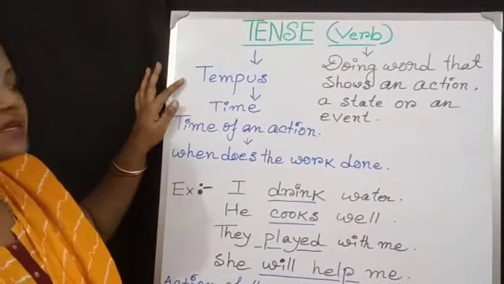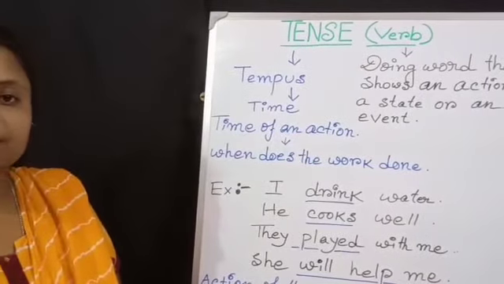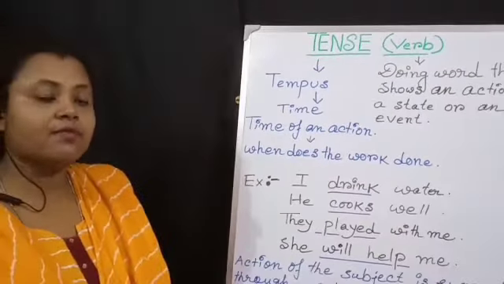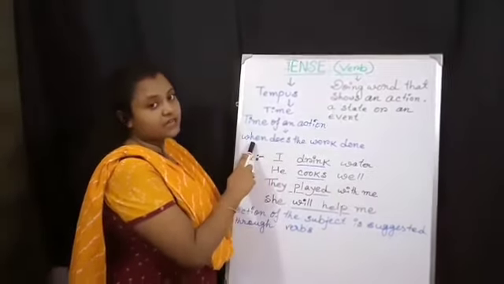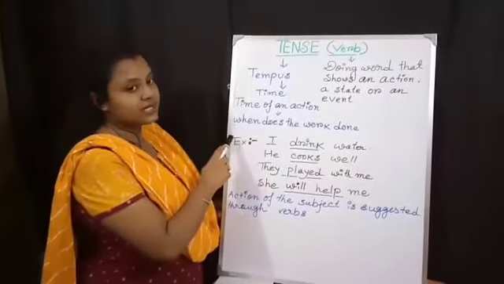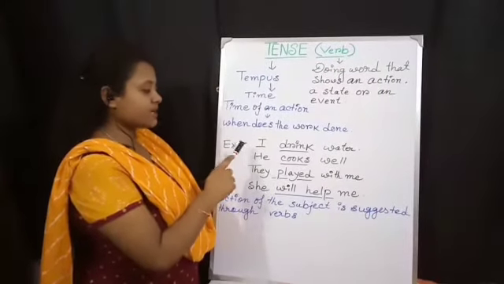And what is a tense? The word tense comes from the Latin word tempus. Tempus means the time of an action, or when the work is done. That is referred to by tense. Example. So let me give you some examples.